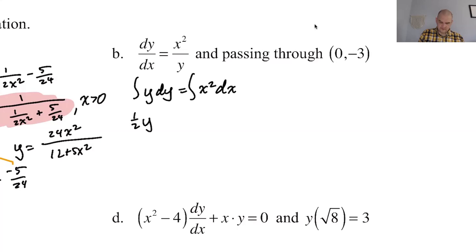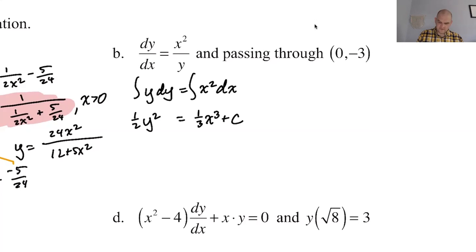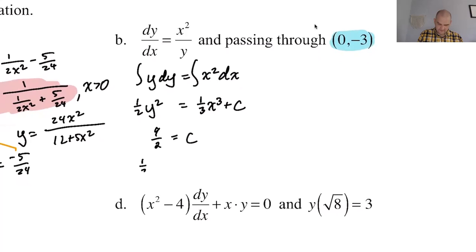On the left side, I get 1/2 y squared. I would put a plus c if I was just doing a general integral, but since there's another integral with its own plus c, I'm going to throw everything on the side with the independent variable, which is x. So here's 1/3 x cubed plus c. Okay. Now we're going to use our initial condition, which is here. So -3, so that's 9/2 is equal to c. That's just that. All right, so 1/2 y squared equals 1/3 x cubed plus 9/2.